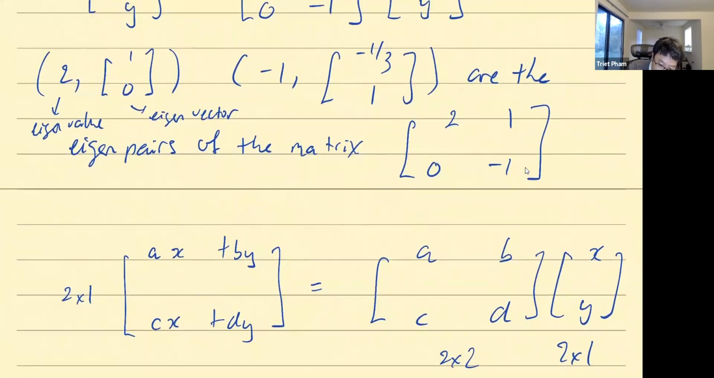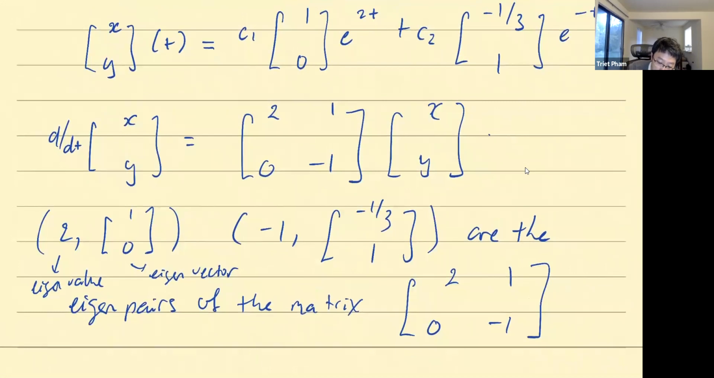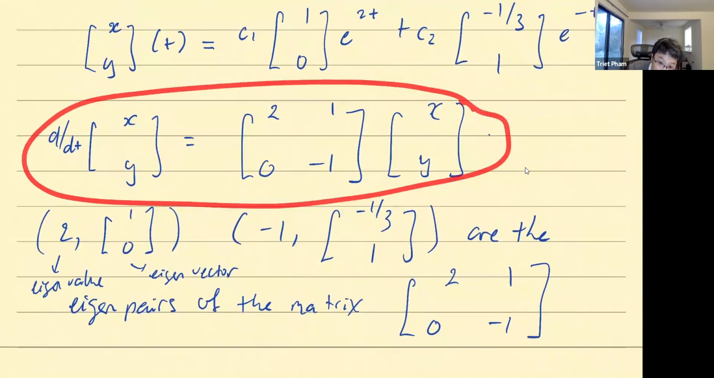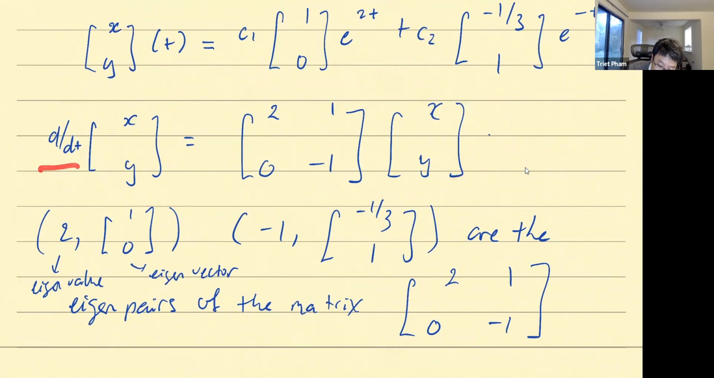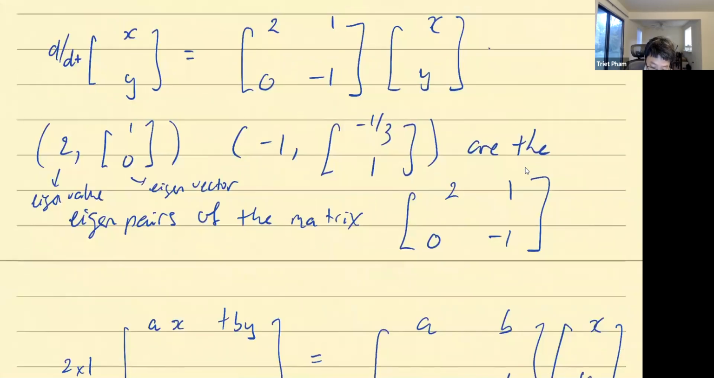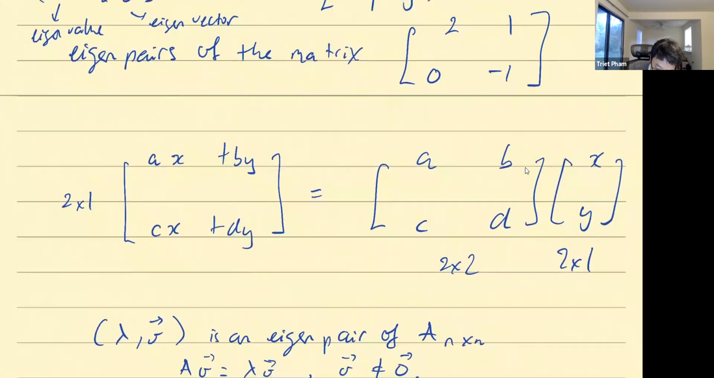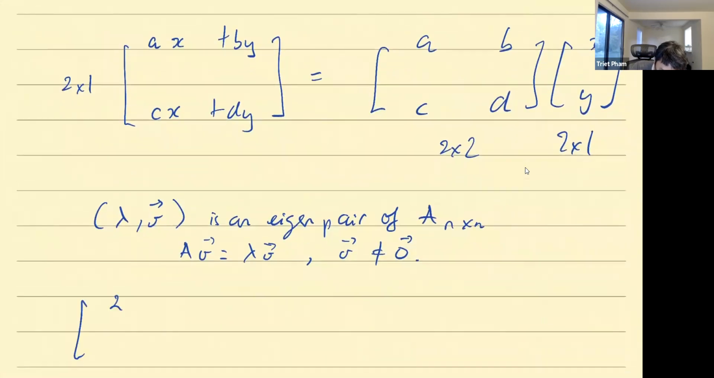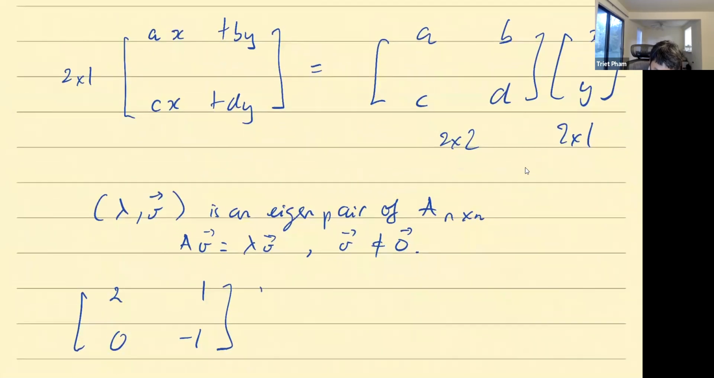So let's show you that this works. Again, I'm not showing you how to find these things. I'm just pointing out the connection between this system of differential equations and the linear algebra structure behind it. We'll discuss this more systematically when we go to chapter 3. But anyway, let's see. The matrix (2, 1; 0, -1) times (1, 0) will be (2, 0).